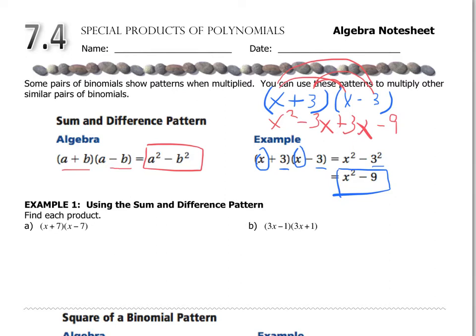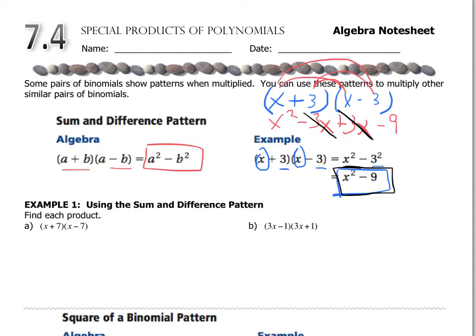Now what you're going to notice here is the negative 3x and the positive 3x will cancel, leaving me with the x squared minus the 9. So that shows you how the pattern does work. And again, it's not to say that when you see this pattern of two binomials being multiplied together, you certainly could not just multiply them the way you did in the previous section with FOIL or with the box method.